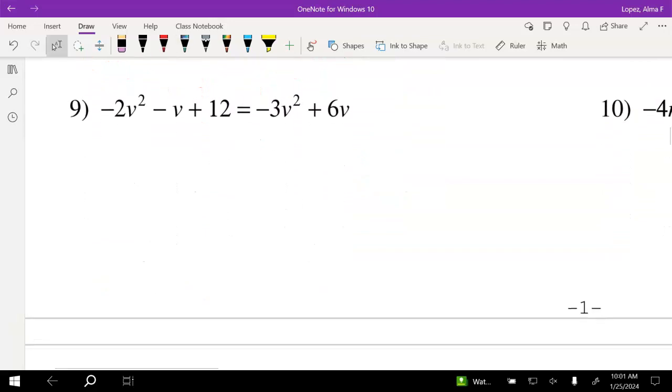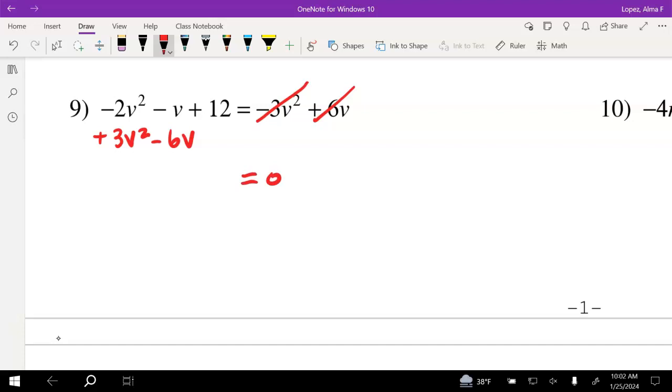And real quick, one more before we go on to our second video. I'm going to start by moving everything back over to the left. I've got stuff everywhere. I'm going to move the negative 3v squared over to the left. That's going to make it a positive 3v squared. I'm going to move the 6v also over to the left. It's going to make it a negative 6v. So now everything is equal to 0.